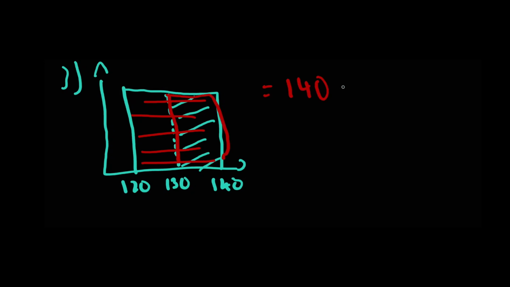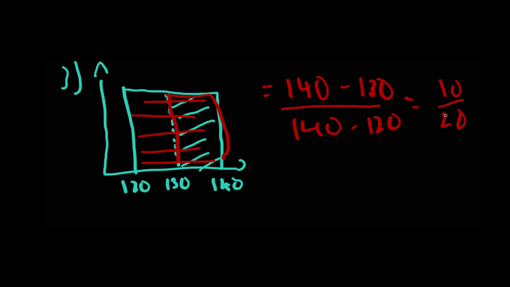Now let's solve the question. 140 minus 130 by 140 minus 120 is 10 by 20, which is 0.5, and that is 50%.